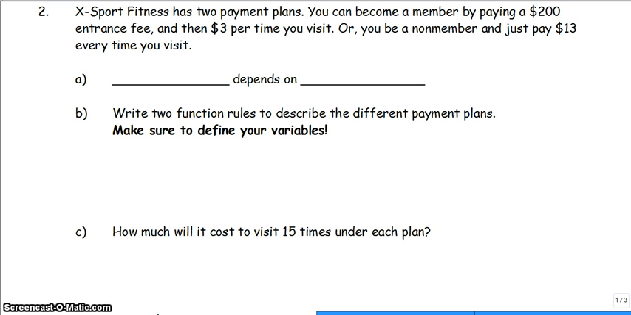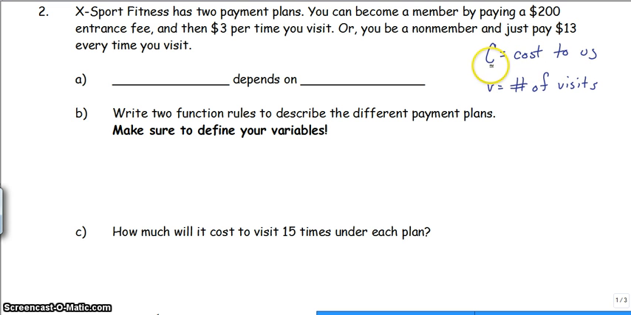So in each scenario, we have two things going on. One, we're worried about the cost. So we have C is the cost to us, the total cost to us. Now, it's always going to depend on whether we are going to visit or not. So V is our other unknown piece of information, and it's the number of visits. I've labeled and defined my variables. That's the first step every single time.